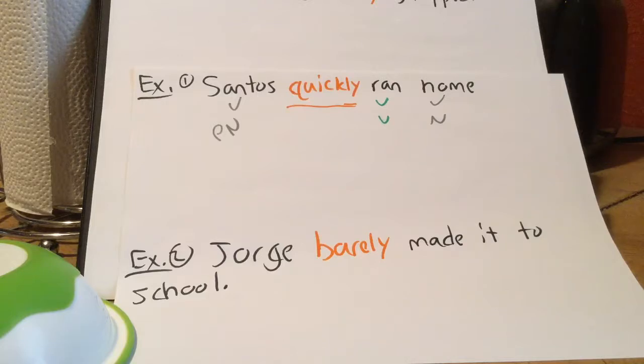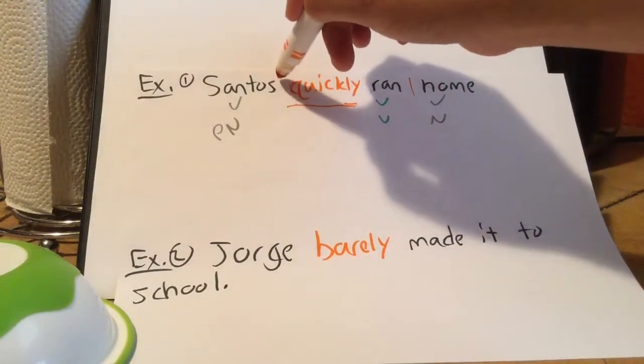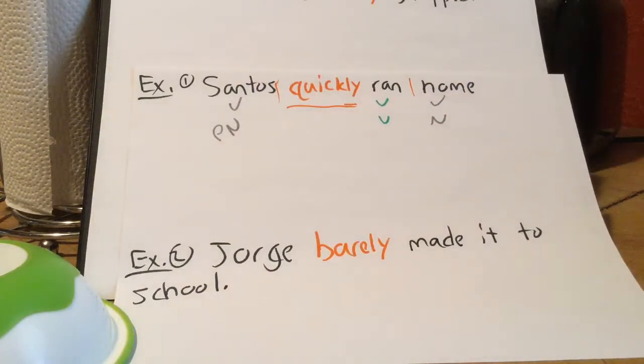Can anybody tell me what this adverb is doing in the sentence based off what we went over in the beginning in our objective? Julio. Good. I see, that's a good connection to make. I see you mentioned that ran, the verb, and quickly are right next to each other. Okay, that sounds like a good idea, good starting point.